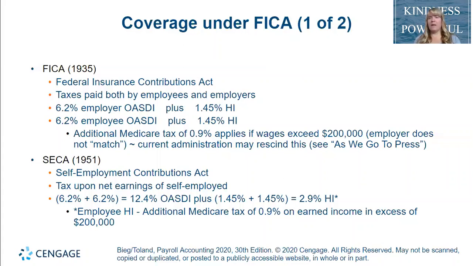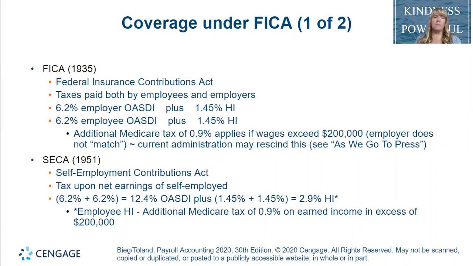Now in 2020, we have some things going on that might change that for a little while due to COVID-19. So remember, we're dealing with data from 2019, and this still applies where it's a match. Okay, so the OASDI rate or Social Security rate is 6.2% for employees, and the Medicare rate or the health insurance rate is 1.45% for employees.